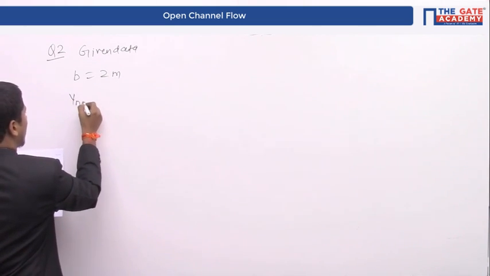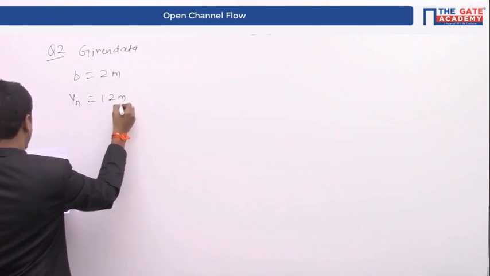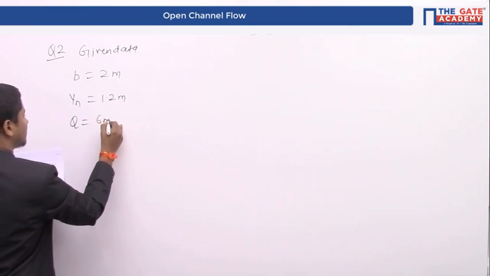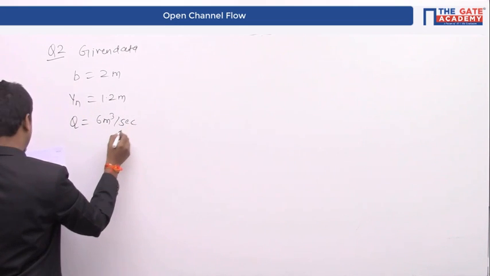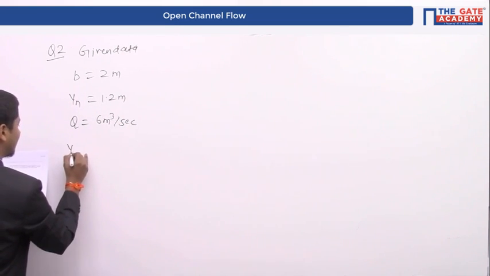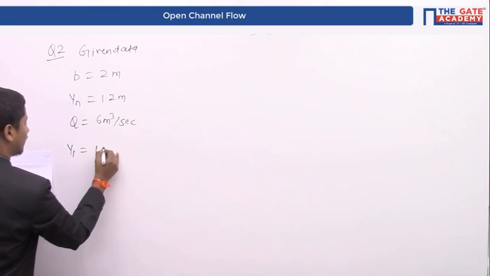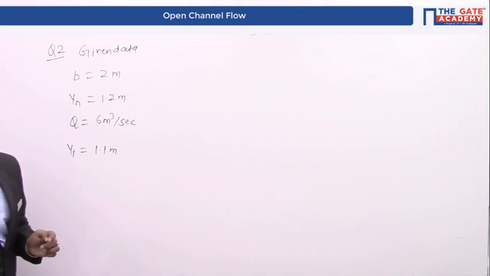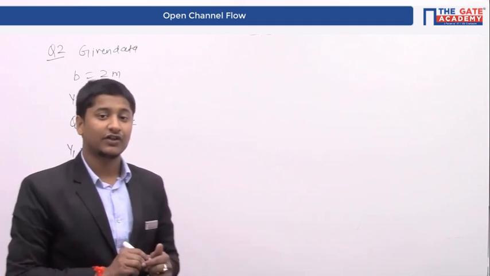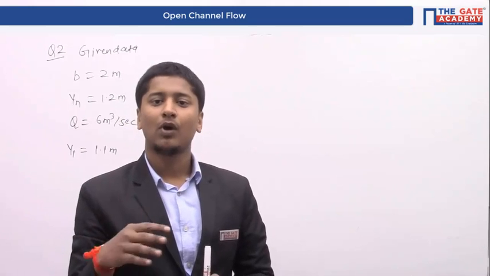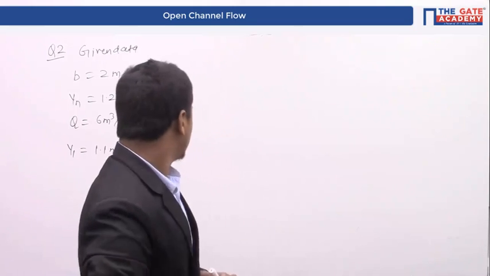Normal depth, that is Yn, is 1.2 meter. Discharge, that is capital Q, is 6 meter cube per second. And at a particular section, your depth of flow, that is Y1 I am taking, is 1.1 meter. And in this they are asking whether this section is mild slope, steep slope, or a different slope.